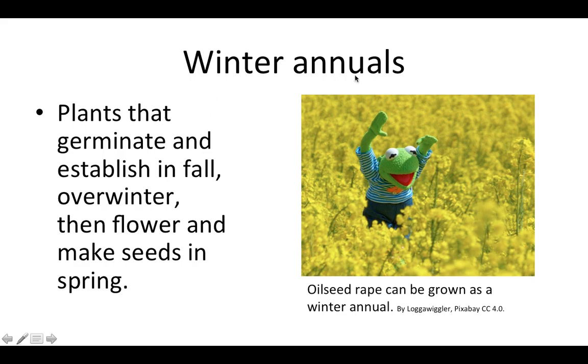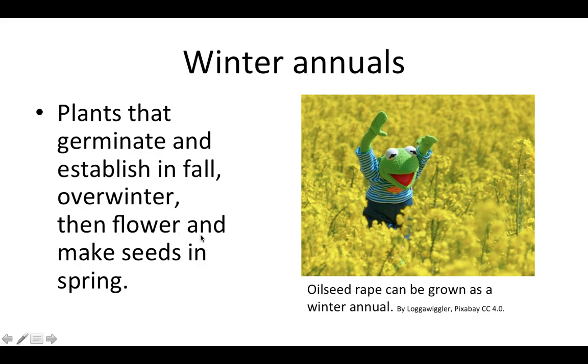So going back to the theme of winter annuals, these are a slight variation on the typical annual life cycle. In this case, the plants germinate and establish in the fall before it gets too cold outside. Then they overwinter, usually as small plants very near the ground. They do survive the winter conditions.